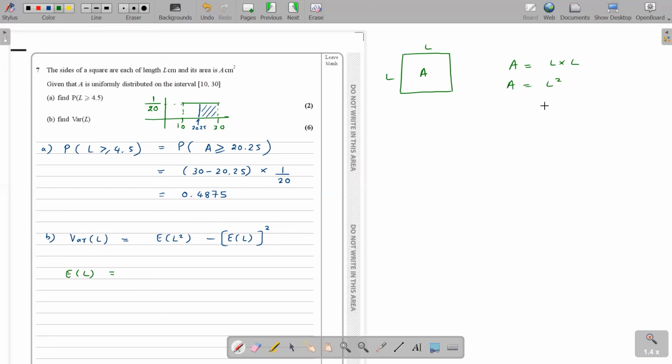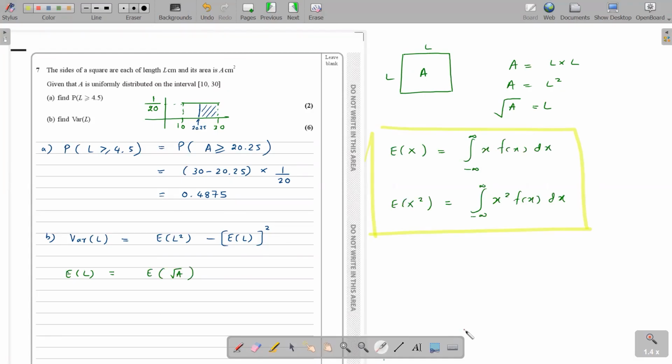If area is equal to L squared, then L is equal to root A, right? So to get the expected value of root A, what you can do here is go with the definition of E(X). This is the best way of doing the question. E(X) is the integral of x times f(x) with respect to x, and the lower and upper limits are the lower and upper limits of the interval that they have given you here.